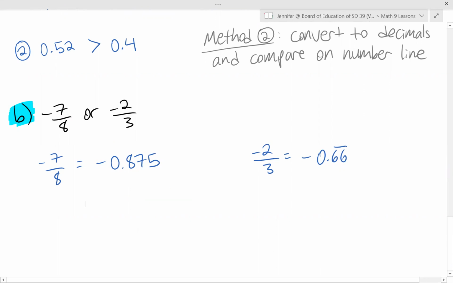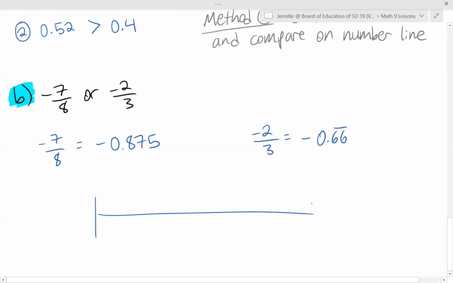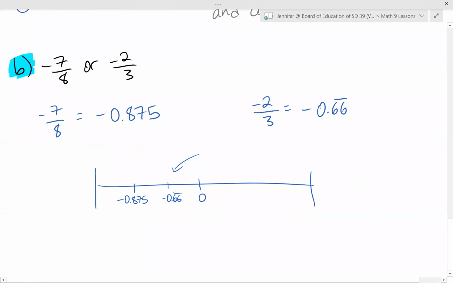But because we're dealing with negatives, if we looked at the number line, this is 0. Well, this is going to be negative 0.875, and somewhere around here will be negative 0.66 repeating. So actually, the 0.66 is bigger because as you go this direction on the number line, the numbers get larger. When you go this direction, they get smaller. So when you're dealing with negatives, you have to remember that it's not just the face value of the numbers that are bigger. You have to look at how they relate to each other on the number line. So therefore, negative 0.66 repeating or negative 2 over 3 is greater.